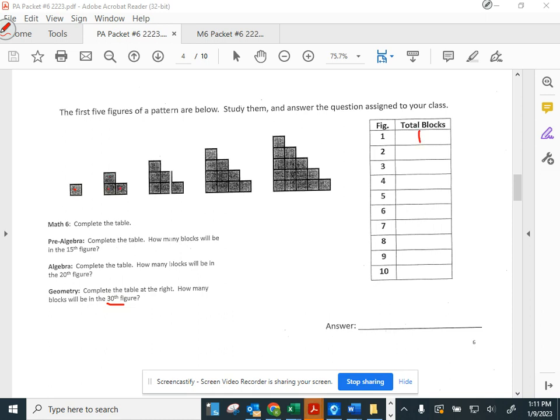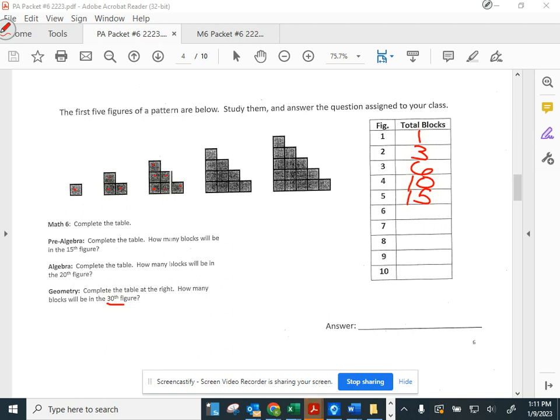First figure has 1 block. Second figure has 3 blocks. Third figure has 6 blocks. Fourth figure has 10 blocks. Fifth figure has 15 blocks. See if you can figure out that pattern, how it's increasing.